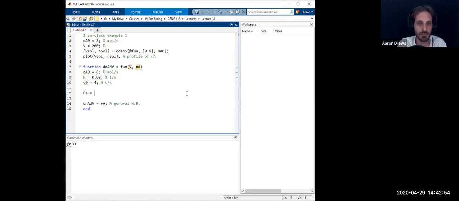C sub A is always going to be equal to NA divided by V0, and that's going to end up as moles per liter. And then I can calculate my rate as R is equal to K times CA, which will be mole per liter per second. And I know that RA is equal to a quantity of -1 times R. Right, this is our net rate expression.